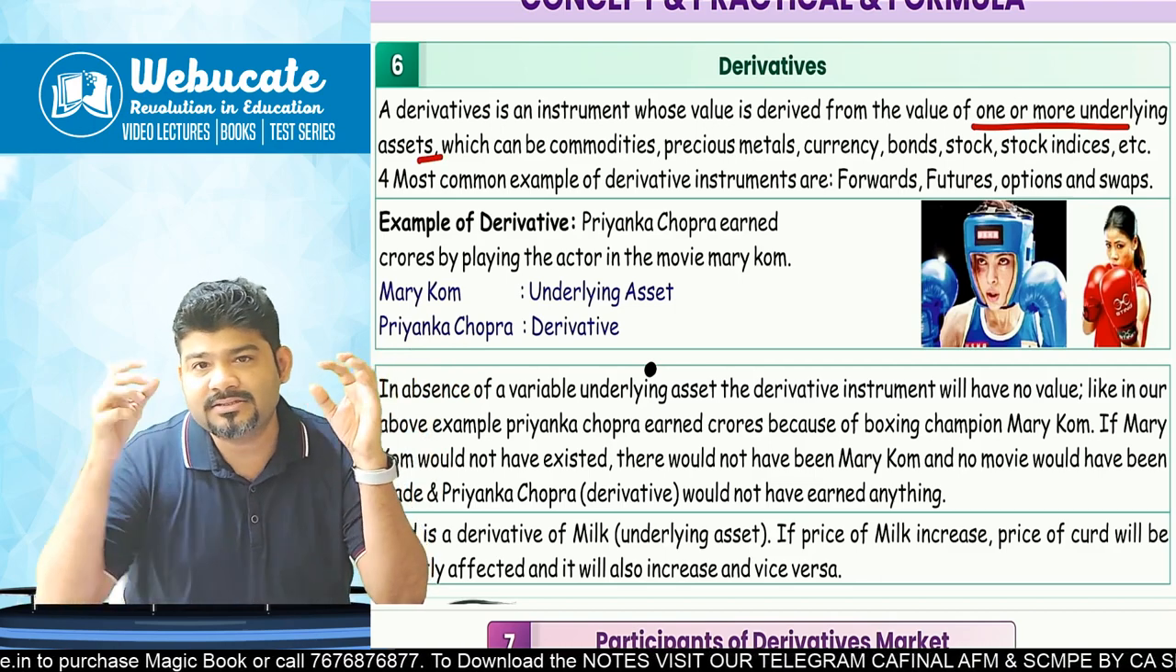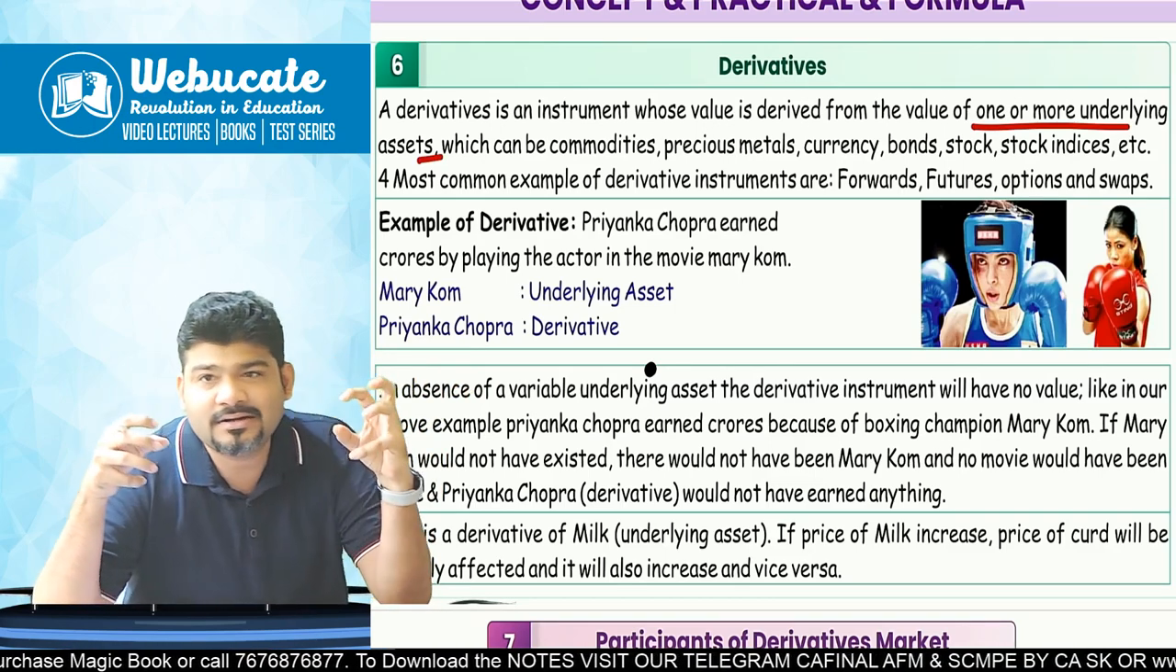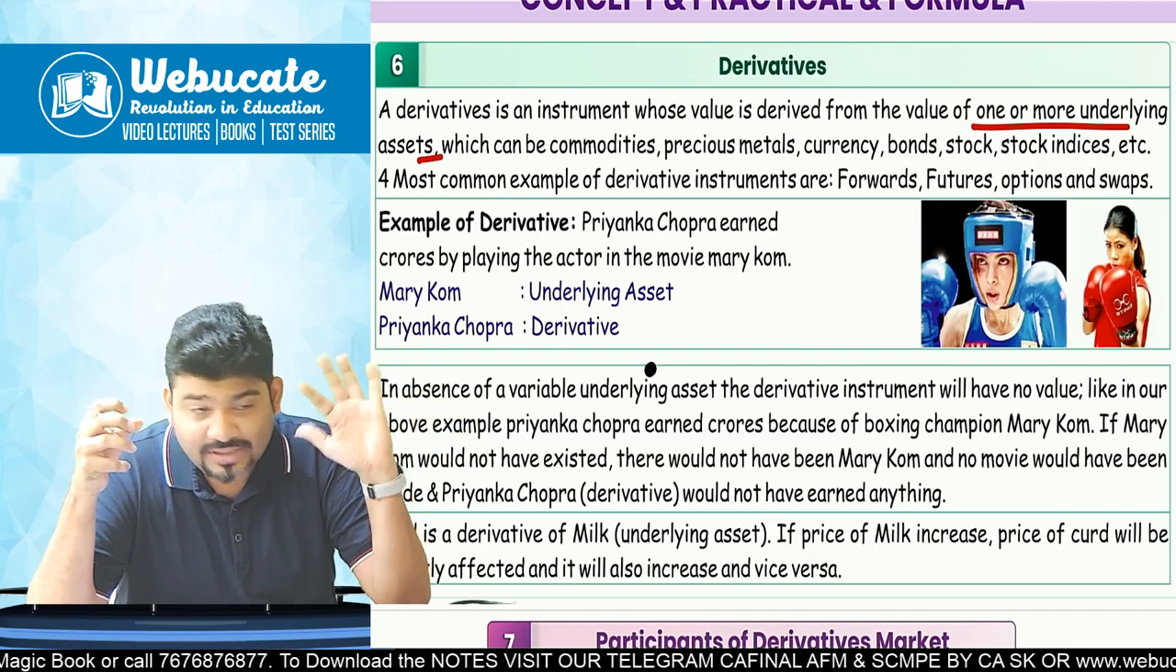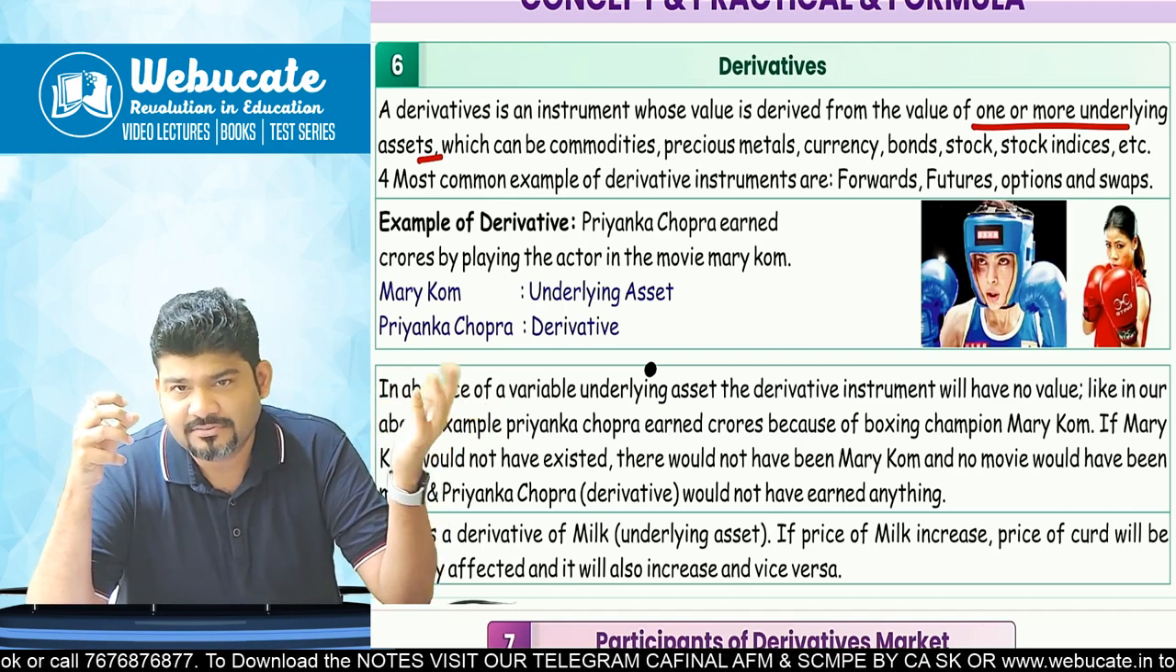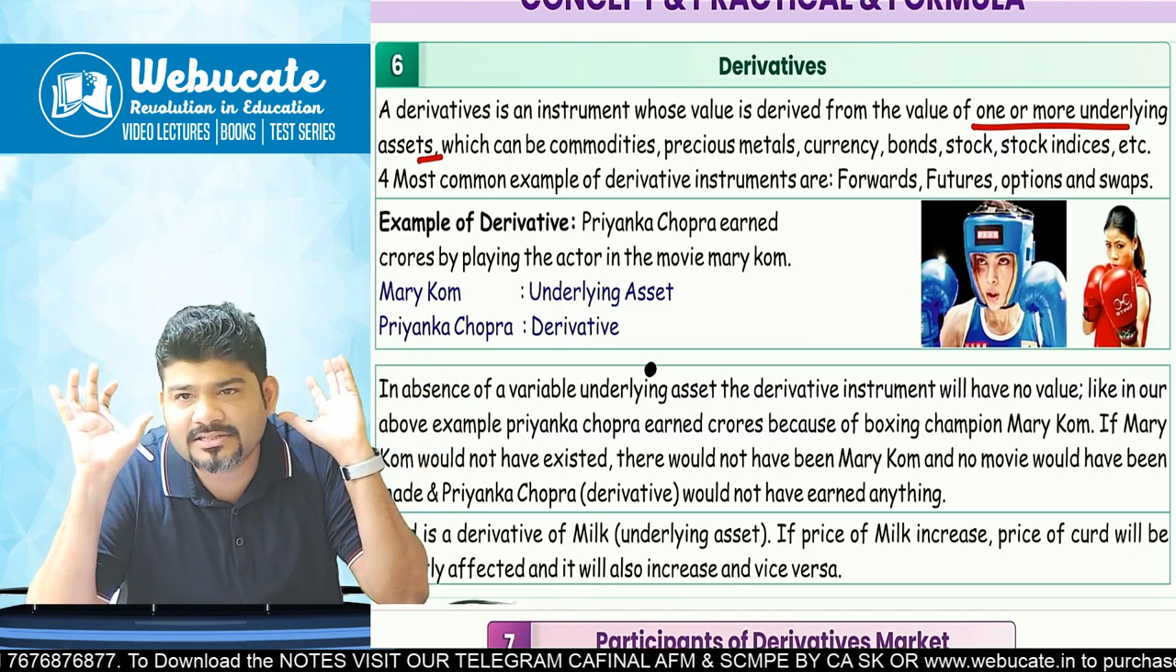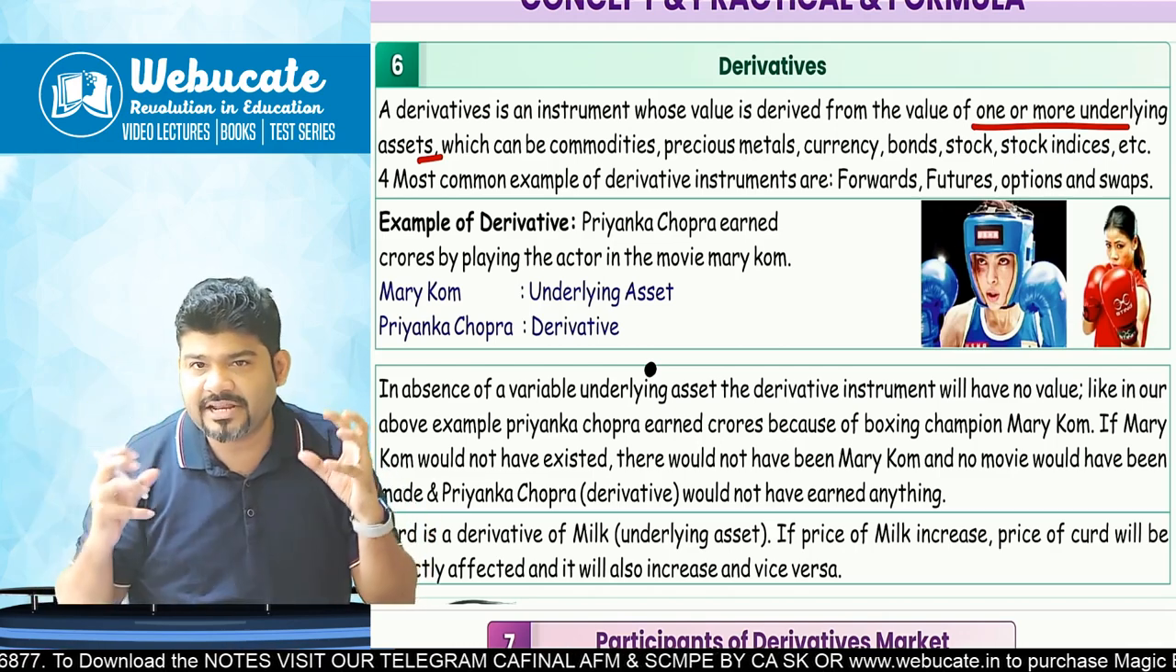So there is a real gold and then there is a derivative of gold. Now there are various kinds of derivatives. What are they? That we'll try and understand. But what exactly is the meaning of derivative? Did you get it? Yes.